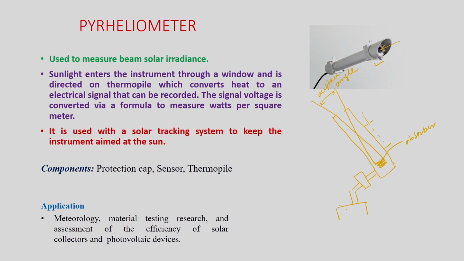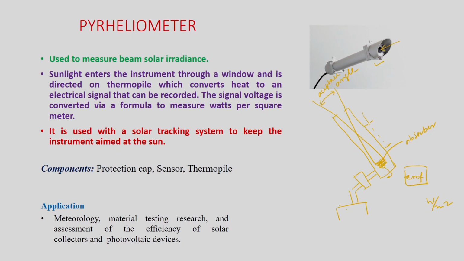So, one junction is maintained here and the other junction is somewhere here, which should not be exposed to solar radiation. So, we can get the millivolt or EMF generation here. Once we know the EMF, then we can calibrate, and finally we can get the result in terms of watt per meter square.